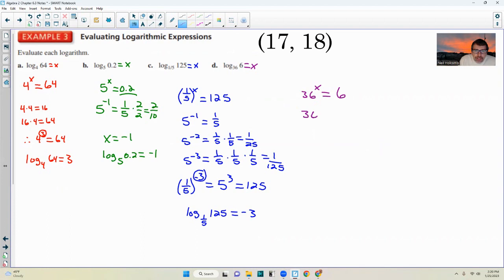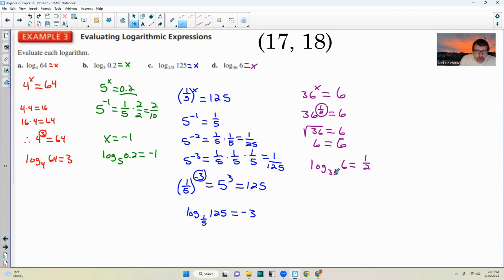So 36 to the 1/2. Now, if you remember your rules from chapter 5, if you have a base to a power of a radical, the denominator is your radicand and your numerator is your power. This is the same as the square root of 36, if you don't remember that. And obviously the square root of 36 is 6. So we found it. So that is our X that we were looking for. So I would say the log base 36 of 6 equals 1/2.